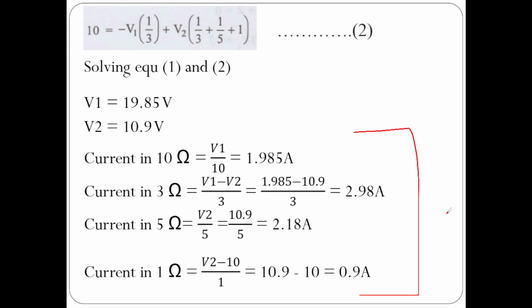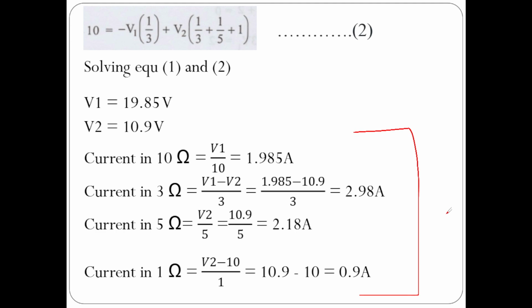So first of all, let us check how many meshes are there. How many meshes are there? This is one mesh. This is another mesh. Okay, how many meshes are there? Mesh 1 and mesh 2. Okay, two meshes are there, so we can assume two mesh currents I1 and I2 in any direction that we want.